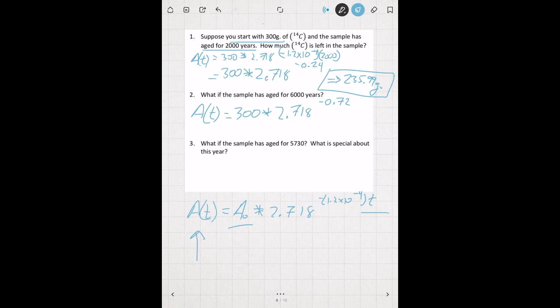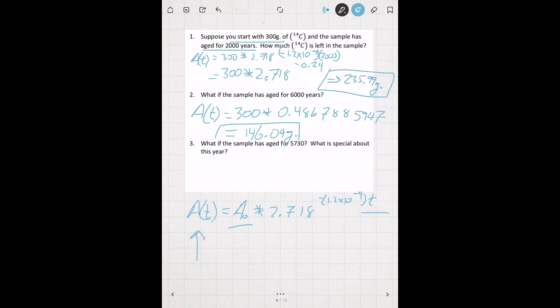And then, well, I guess I could write down what that is. When I do that, I get a long decimal, but it's 0.4867885947. Okay, something like that. And I'm going to multiply that by 300. When I multiply that by 300, I get 146.04 grams. This is how much is left over after 6,000 years. We still have quite a bit of radiocarbon left over, okay?